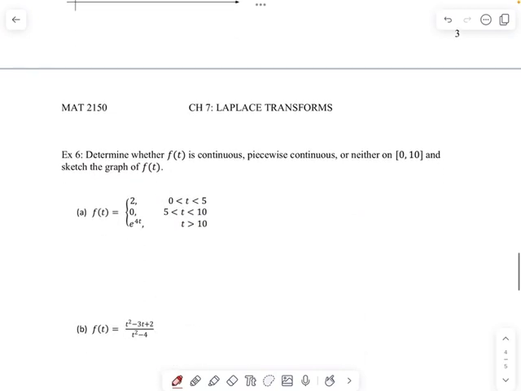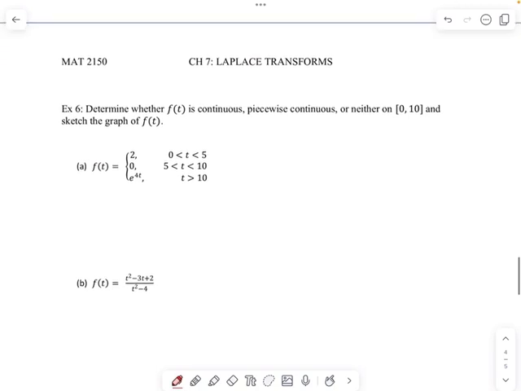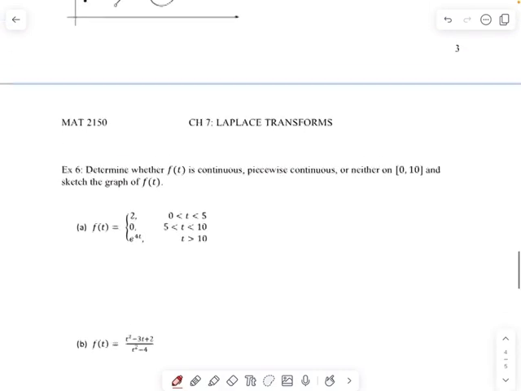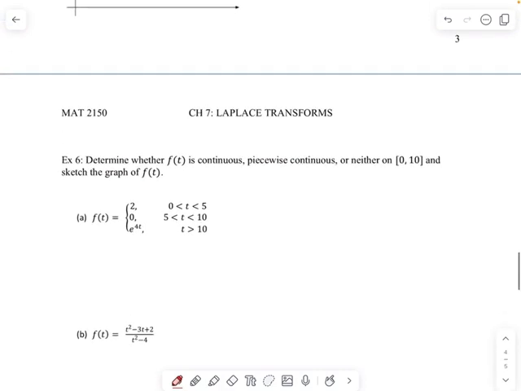So let's see. The question is saying determine whether f of t is continuous, piecewise continuous, or neither on the interval 0 to 10, and then sketch the graph of f of t. Looking at the first one. In order to check continuity, remember we check the limits. Remember we want the function to be continuous on this interval. So the first thing is that it should have a value at 0 and 10.